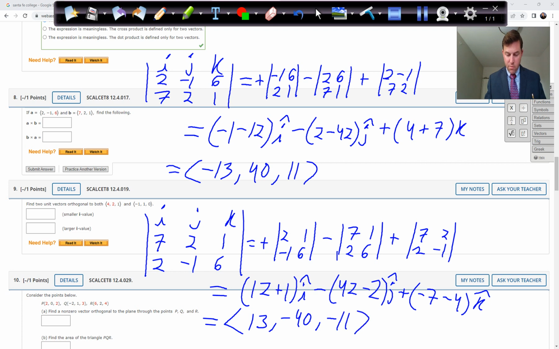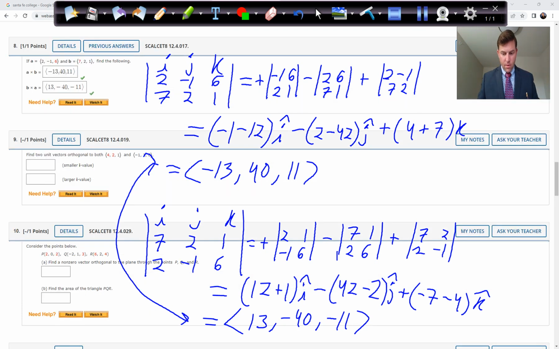And what we should notice is that these two vectors are exactly negatives of each other. So minus 13, 13, positive 40, minus 40, 11, minus 11. So reversing the order of a cross product flips the sign on the result. And we can see we have that one correct as well. So to save time, you could just do one of these and then flip everything for the answer on the second one.